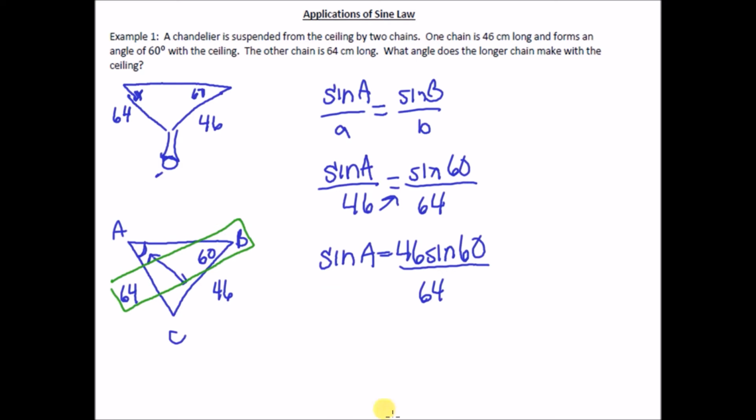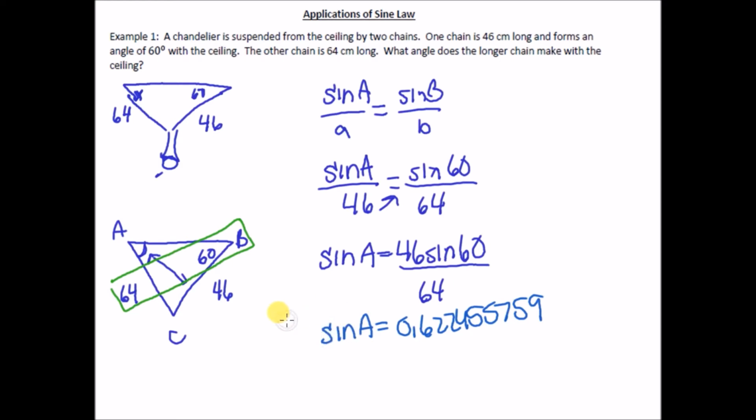Okay, and I leave this entire thing in my calculator. I'm going to put 46 sine 60 divided by 64. I usually don't even write it down, but I'll write down this step for us. So we have sine A equals 0.622455759.